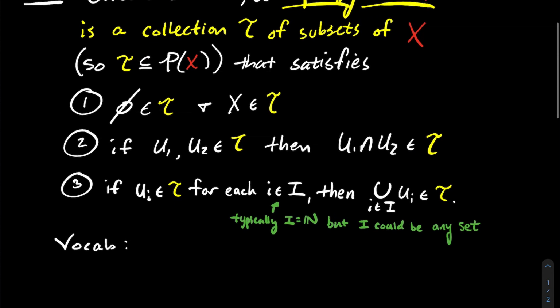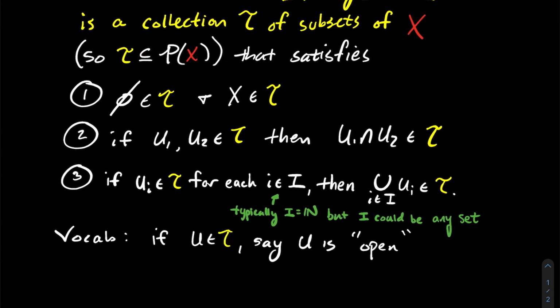Let me give you some vocabulary too. If U is an element of T, we're going to say that U is open, or it's an open set. So open just means that it's in the topology T. And another way to say that is open in the set X. But again, that's all determined by just being a member of the topology.